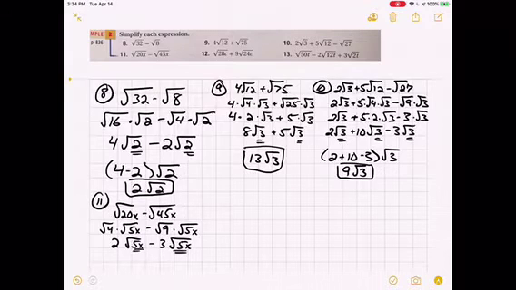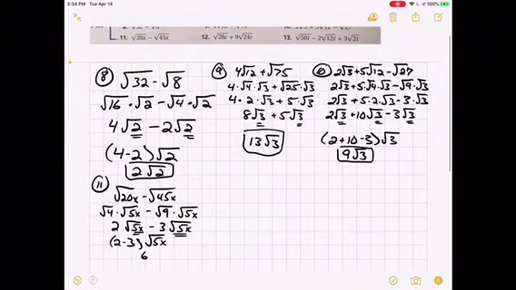So that equals 2 times the square root of 5x minus 3 times the square root of 5x. So that's going to be a 2 minus 3 times the square root of 5x, which is going to equal negative 1 times the square root of 5x, or just negative square root of 5x.